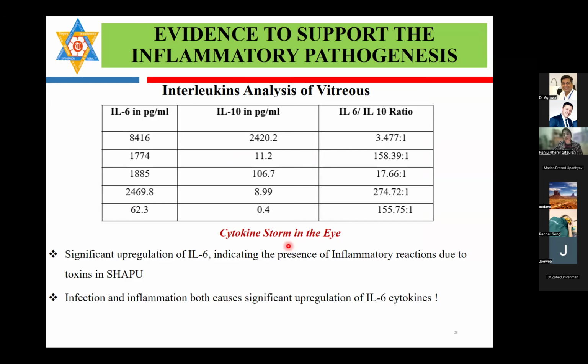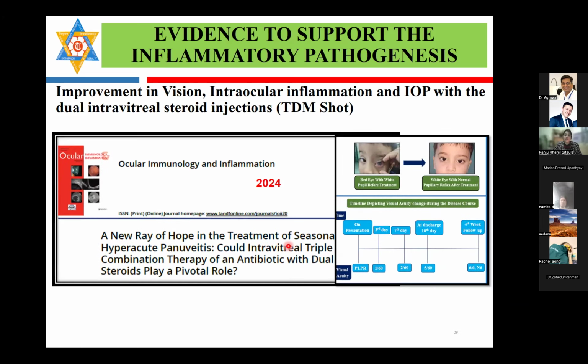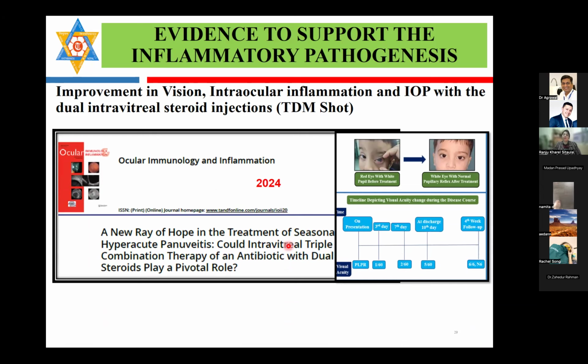But there was evidence to support the inflammatory buzz also, because when we undertook studies on the analysis of interleukins like interleukin 6 and 10 from the vitreous samples, we found that there was a cytokine storm within the eye, and interleukin 6 was highly raised. So this was evidence that there is high-grade inflammation with ciliary shutdown going on within the SHAPU-affected eye.